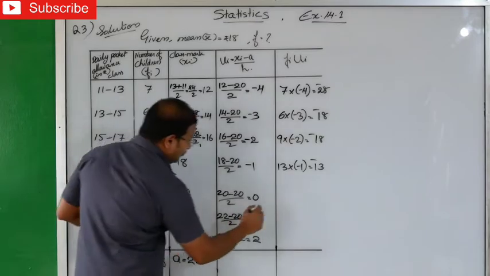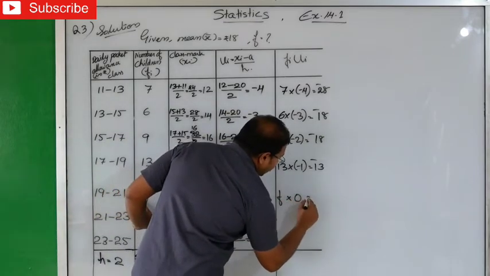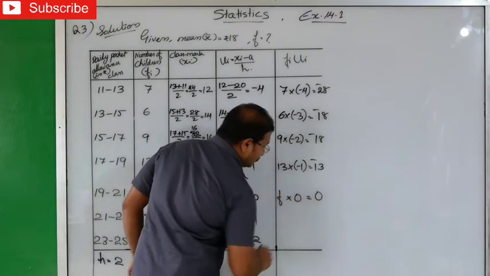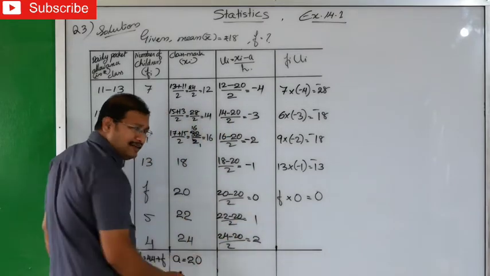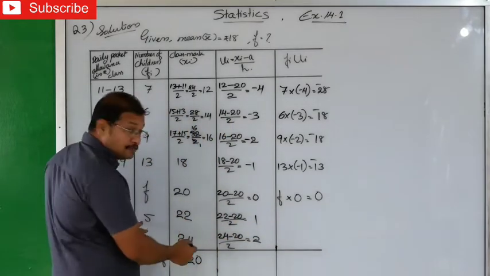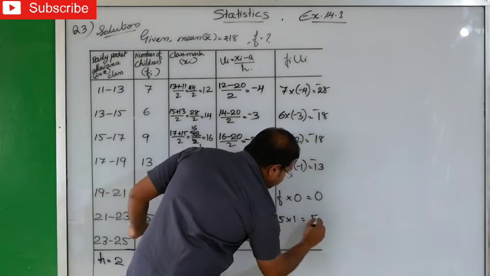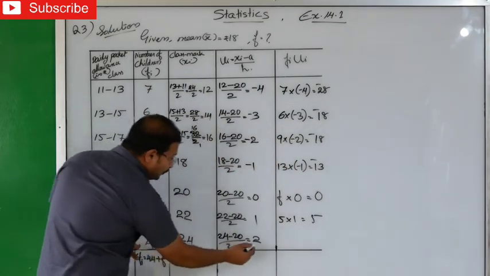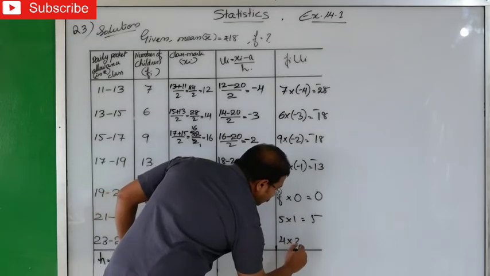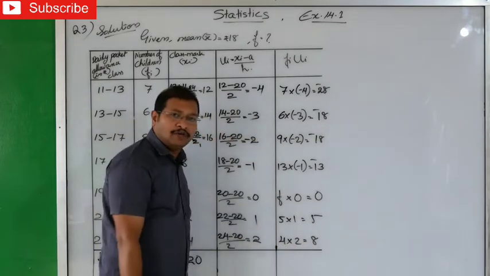Next step, Fi into 0. What you'll get? Any number into 0 is 0. Ready? That means we got it 0. Next one, 5 into 1, 5. Next one, 4 into 2, 8.